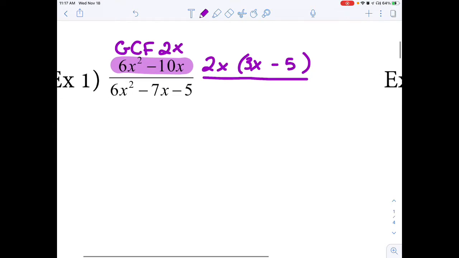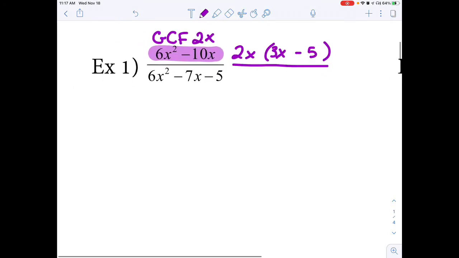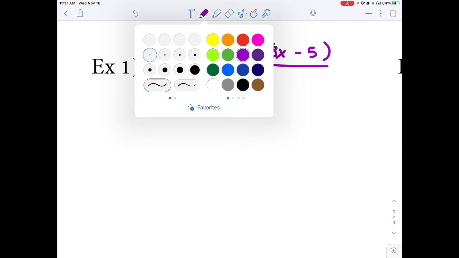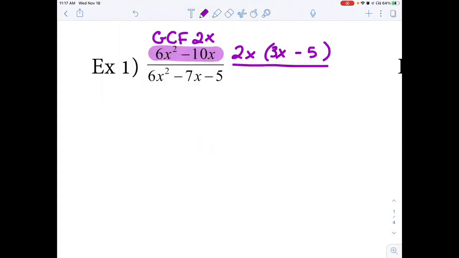Now the bottom's going to be a little more difficult to factor. I will factor this for you using the box method, but here's what I suggest. I suggest that you pause the video, factor it yourself, and then fast forward to see if you match my factoring. So the first thing I'm going to acknowledge is there's no GCF.